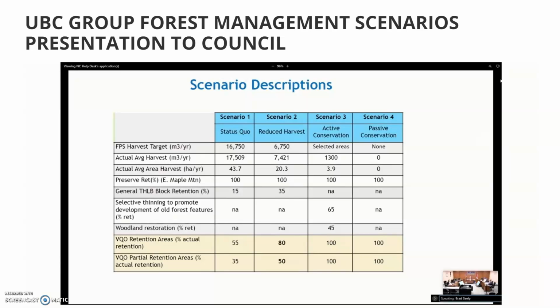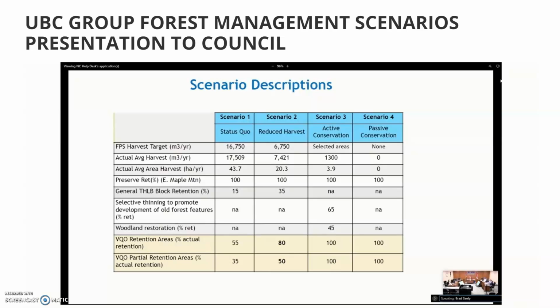And the 2 things I'd like to highlight here: in scenario 2, we used, according to the BC guidelines and regulations for these types of stands, in general, if you have an area that's defined as a retention area, then you should probably try to hit at least 80% retained within a block. If it's one that's identified as a partial retention area, you should probably try to hit around 50. Now, there's some variation around these, and we'll talk more about these later, but I just wanted to bring it up.